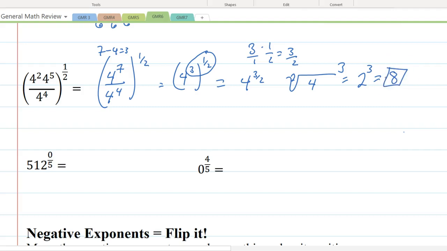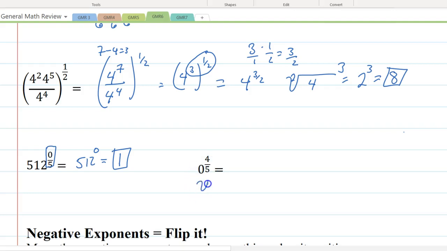Let's try another. 512 to the power of 0/5. Well, wait a second, think really hard. 0 divided by 5 is simply 0. That's 512 to the power of 0. Well, any number to the power of 0 is equal to 1. Just that simple. Next, I have 0 to the 4/5. Well, think about it. What's 0 times any number? 0 times any number is still 0.